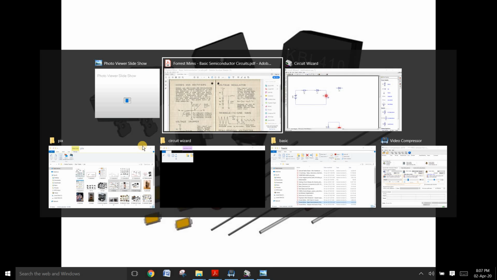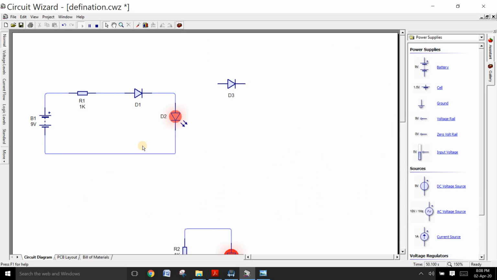So let's move back to the simulation. I'm going to draw a circuit like this. According to the definition, diode allows a unidirectional flow of current. The current flows from anode to cathode, right? Remember that current moves from higher potential to lower potential.